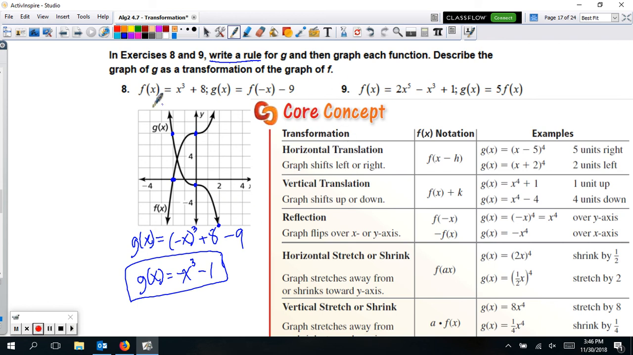It also said to describe the graph of g as a transformation of this graph. So what would this transformation be? Well, we can see right there the negative sign inside. That's a reflection over the y-axis. So let's write down that it's got a reflection in the y-axis. And the second thing is that it's got this -9, so it's got a vertical translation.